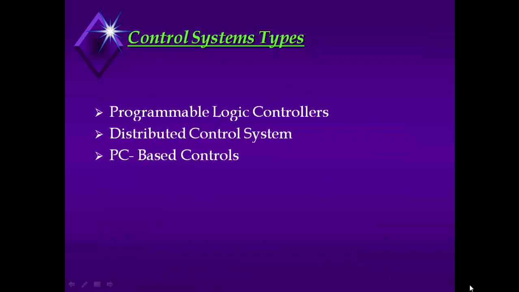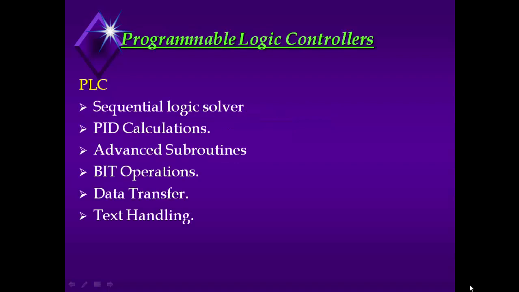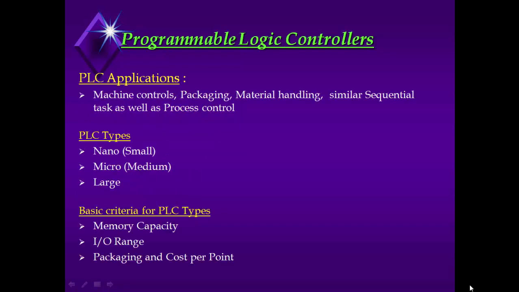Control system types: PC-based controls, distributed control system, programmable logic controls. Programmable Logic Control, PLC: Sequential Logic Solver, PID Calculations, Advanced Operations, PIT Operations, Data Transfer and Text Handling. PLC applications: we have packaging, material handling, similar sequential tasks, as well as process control and machine controls.